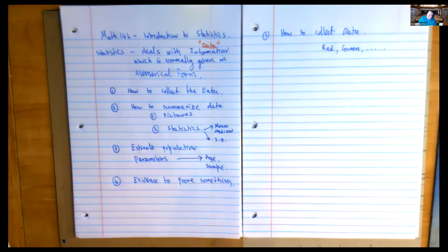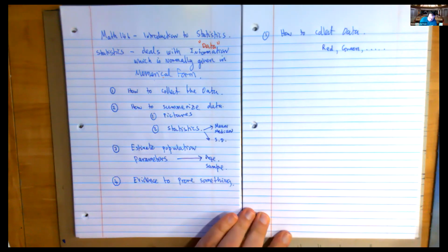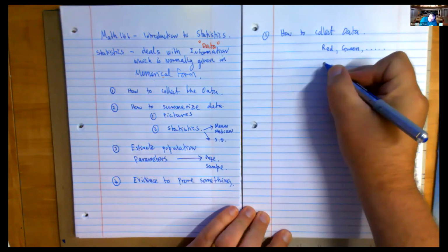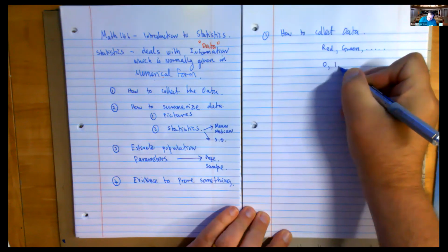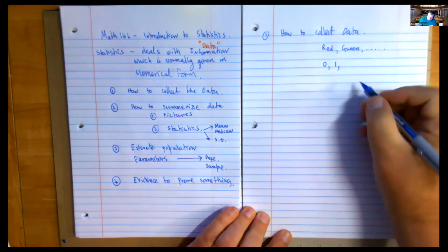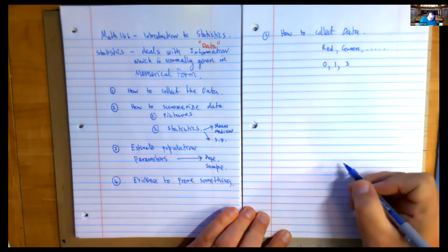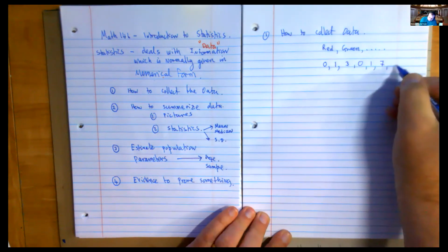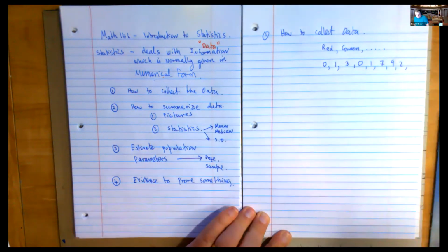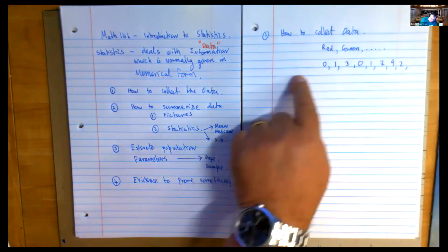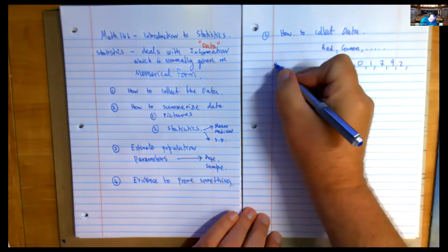Suppose I asked you how many children are in your family. Well, I don't have any children. There's one child in my family. I have a girl. There's 3 children in my family. I don't have any. There's 1. There's 7. There's 9. There's 2. Now, in that second question, the data I'm collecting is number of children.